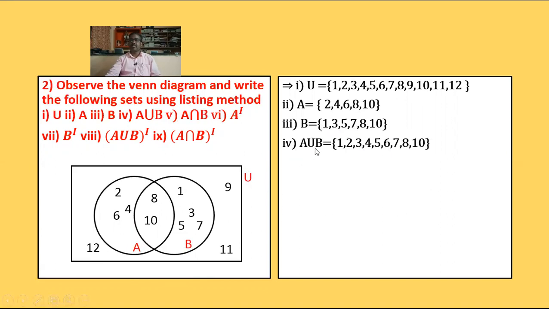Fourth, A union B. All elements in sets A and B, in both circles, form the union of sets A and B: 1, 2, 3, 4, 5, 6, 7, 8, and 10. These are the A union B set. Number 5, A intersection B. Take the common elements in set A and set B. This part is the common part. The elements 8 and 10 are contained in the common part. Therefore, A intersection B is equal to {8, 10}.